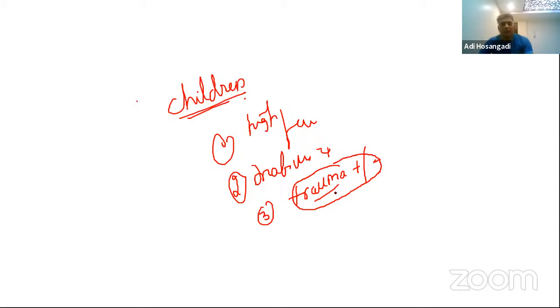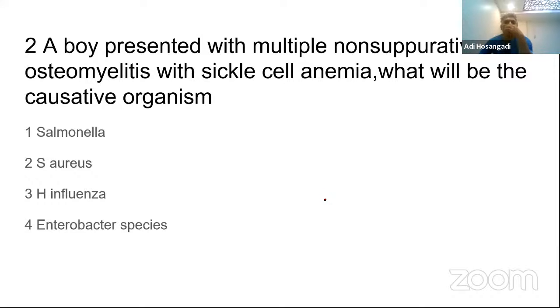Okay. To break the monotony, we'll go to some MCQs. A boy presented with multiple non-suppurative osteomyelitis with sickle cell anemia, what will be the causative organism? Salmonella. Yes. So even the shortest possible memory will help you to answer this question.